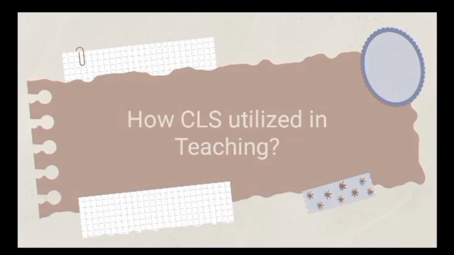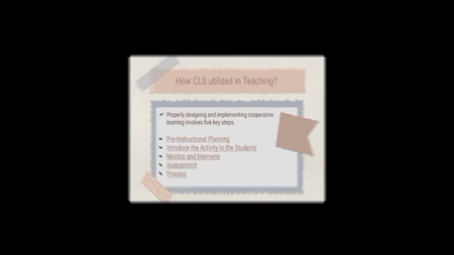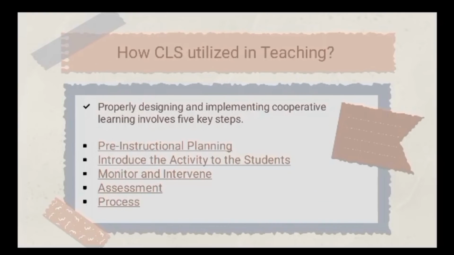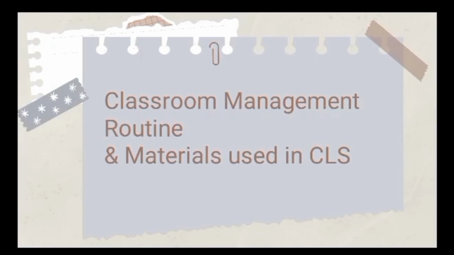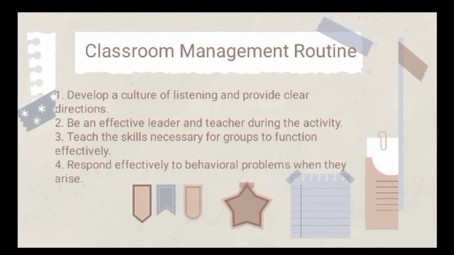We will proceed to how CLS is utilized in teaching. Properly designing and implementing cooperative learning involves 5 key steps. We have pre-instructional planning, introduce the activity to students, monitor and intervene, assessment, and process. Now, we will proceed to classroom management routines and materials used in CLS.